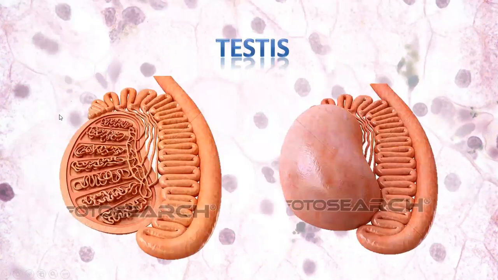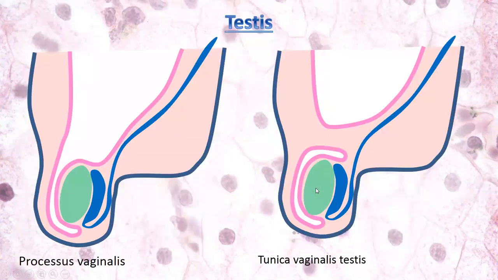Here we can see a section and outer view of the testis and its anatomical pictures. Let's talk about the histology and microanatomy of the testis. The outermost and innermost layer which covers the testis is called the tunica vaginalis testis. It's a continuation of the peritoneum. Here we can see the process of descent of the testis, and the peritoneum forms the processus vaginalis which covers the testis. It has visceral and parietal layers, and between them there is a cavity.